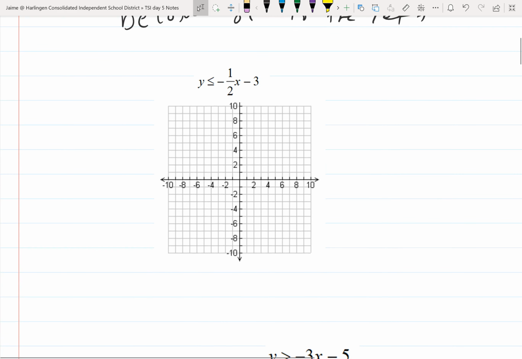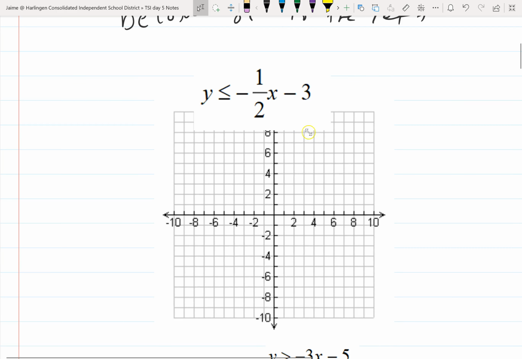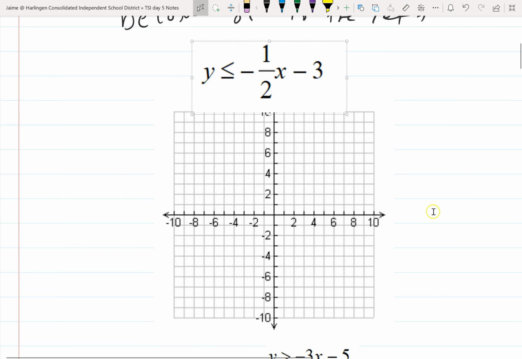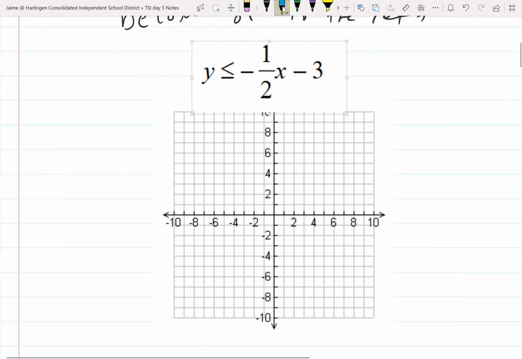So here's our first example. Right, so here's our first graph. y is less than or equal to -1/2x minus 3. So we're going to start here like we did last time. Remember, this is the y-intercept. That's the x-axis, this is the y-axis. So on the y-axis, put a dot at -3, right there, because that's the y-intercept.